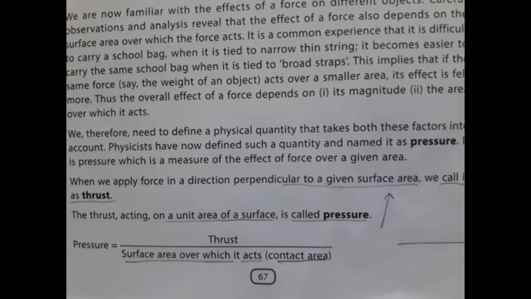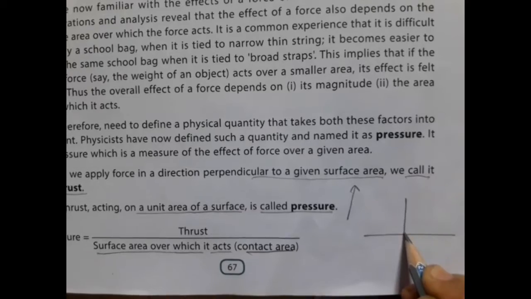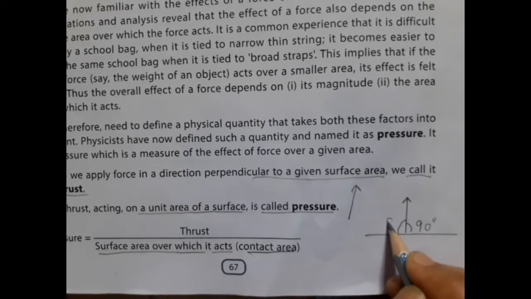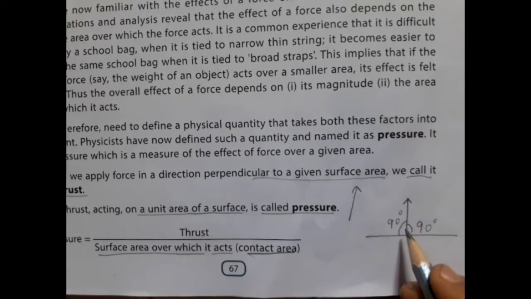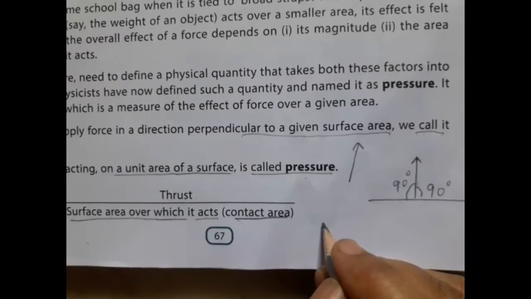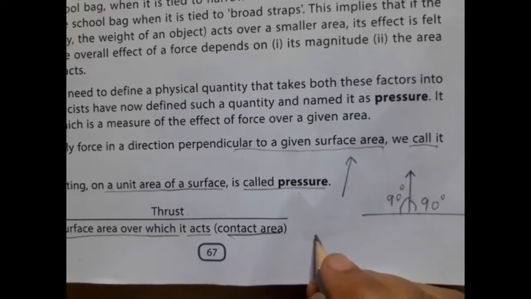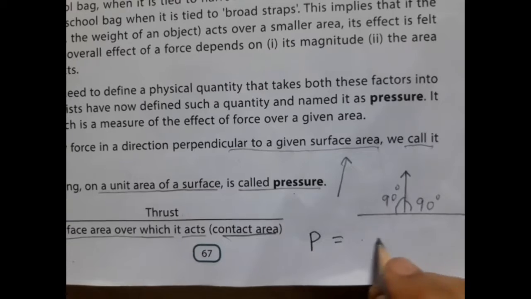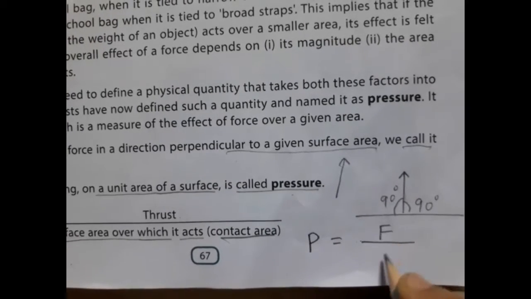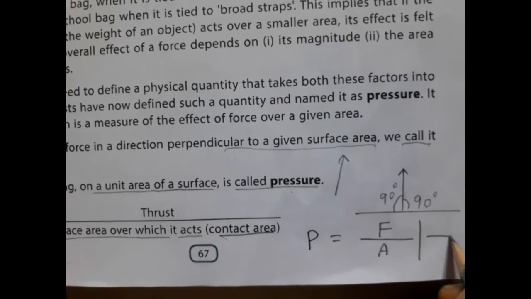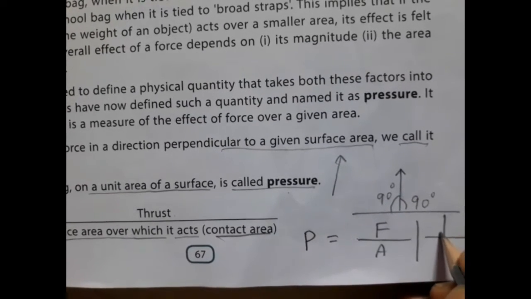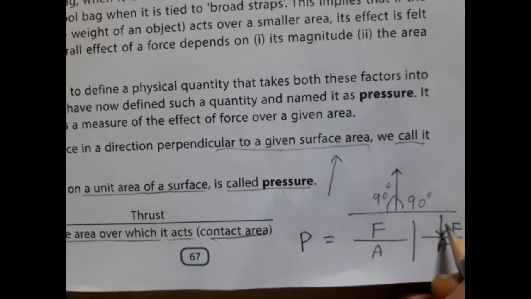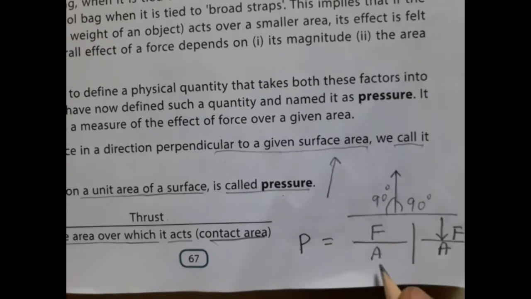Suppose this is the base and this is perpendicular, 90 degree and 90 degree. Perpendicular surface area. Now pressure P. What is P? P equal to F by A. If pressure P, force F and area A, so P equal to F by A.